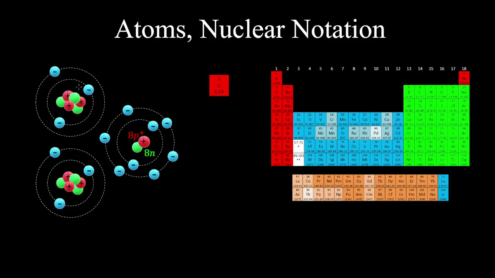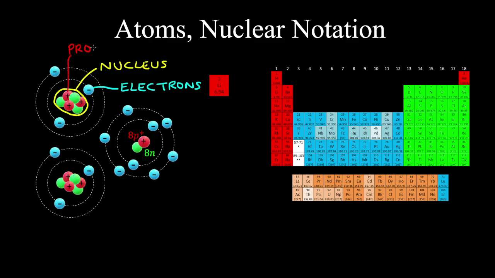Atoms are the building blocks of matter and have internal structure. So atoms consist of a nucleus, and a nucleus is positively charged and surrounded by one or more negatively charged electrons. So the nucleus is made up of protons, which are positively charged particles, and neutrons, which are neutral and have no charge.